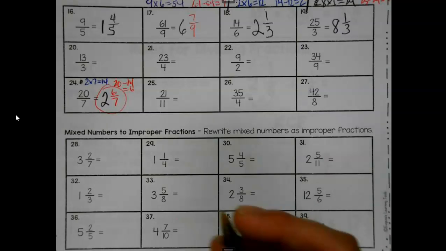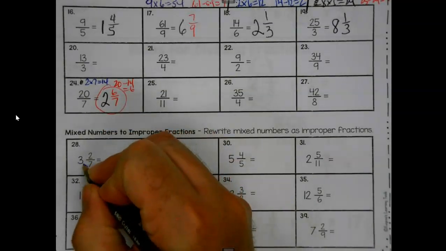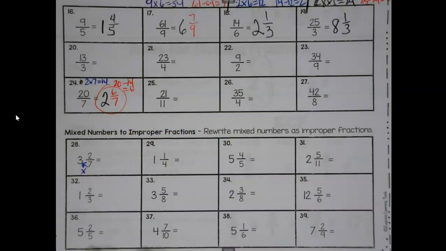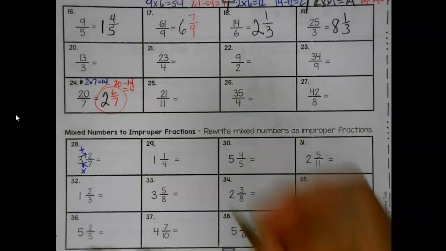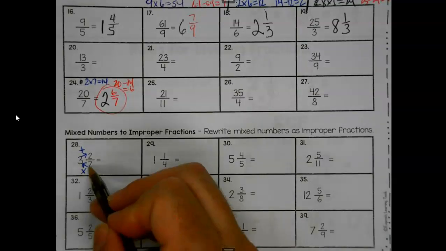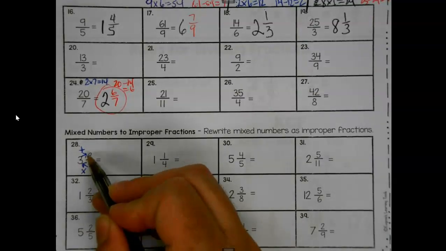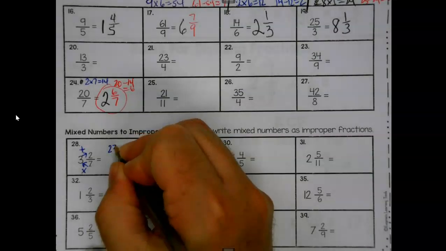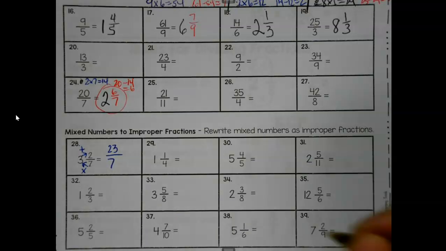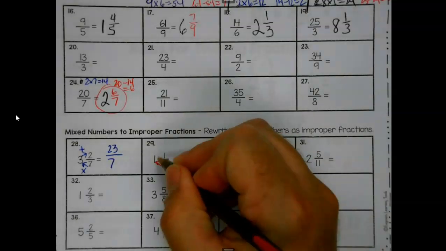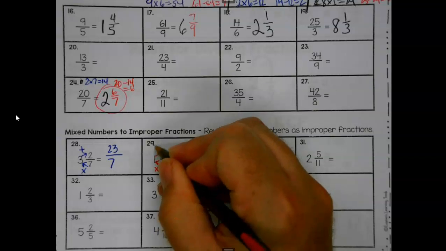So all we're going to do here is multiply the 7 times 3, and then add the 2 to it. So 7 times 3 is 21, plus 2 is 23, and we just leave the denominator alone, whatever it is. So we just have to deal with the numerator, and don't do anything else. So straightforward is multiply and add.